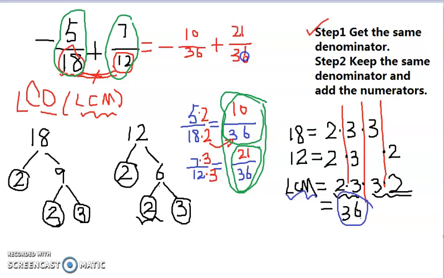Now we finished the first step, get the same denominator. Look, we have the same denominator, 36. And now we are ready to do the second step. It says keep the same denominator, which is 36. So I'm going to write down the answer. The same denominator, 36, keep it. And add the numerators. So we add the numbers on the top. This minus sign can be associated with the top number 10. So we do negative 10 plus 21, which gives us 11. And notice the answer 11 over 36 is reduced. So that's the answer.